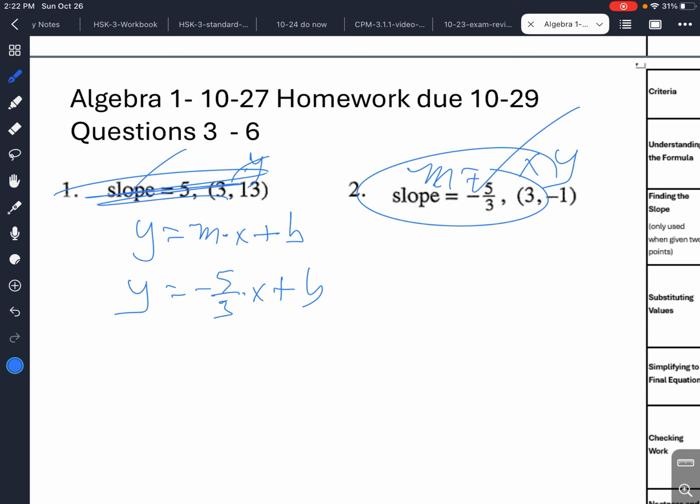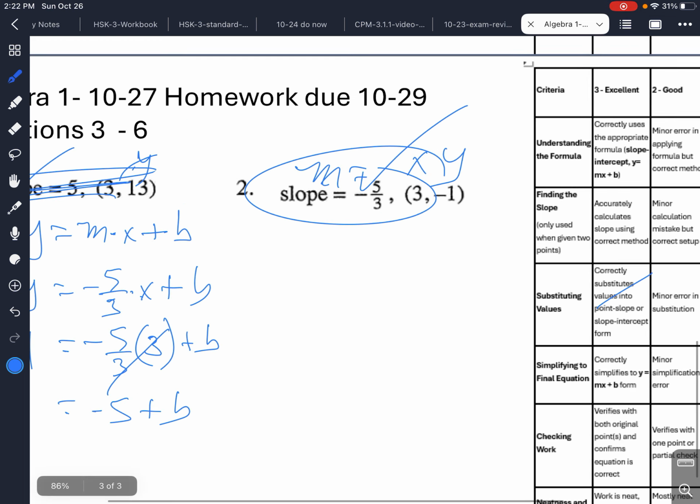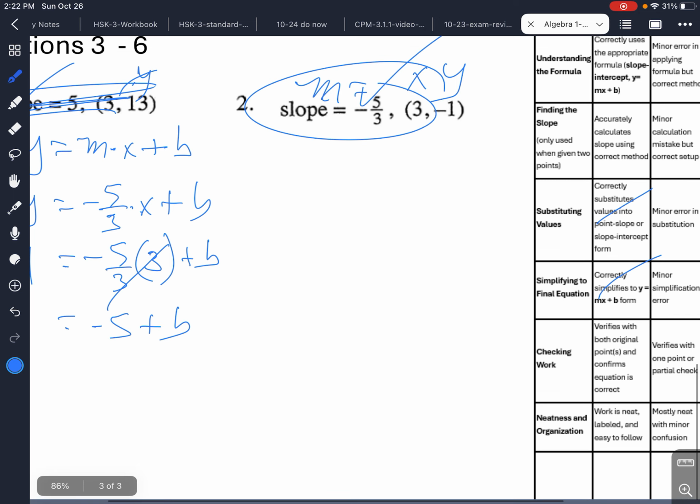Now I'm going to replace my x. Now this is my x right here. So it's negative 5/3 times 3 plus b. Y is negative 1. This is my x, this is my y. This cancels out. Negative 5 plus b equals negative 1. Now I've substituted my values correctly. Now I'm going to correctly simplify.